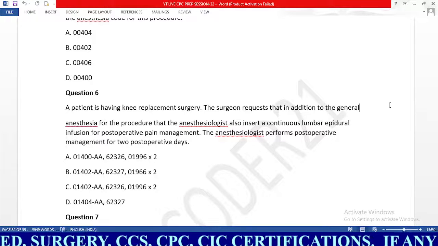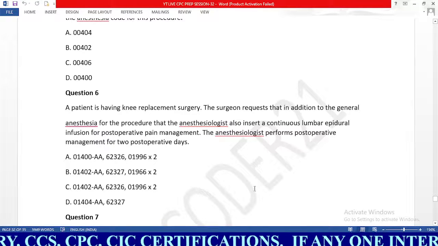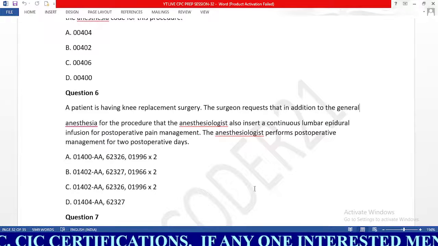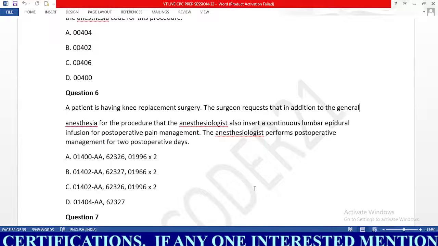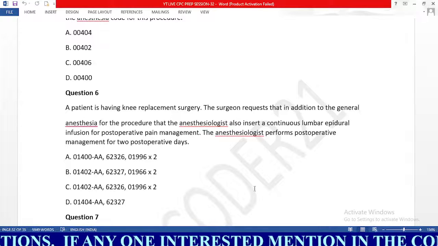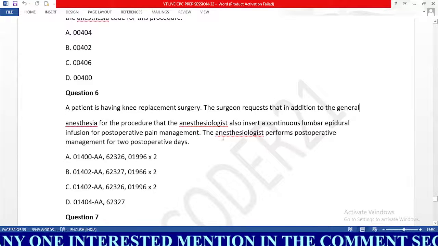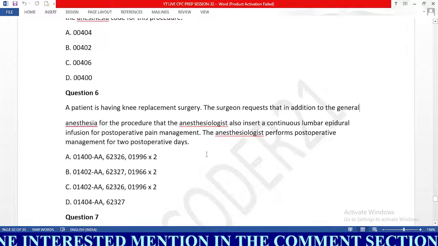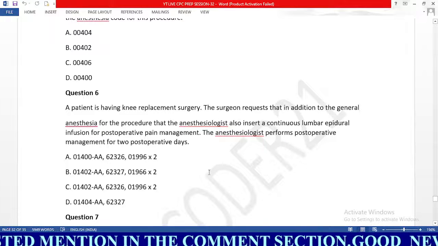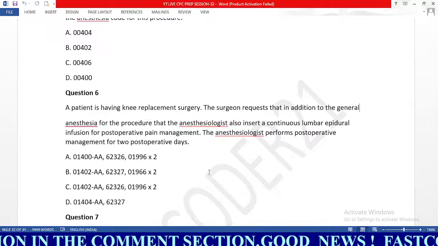Okay, we will discuss question number 6. Here our answer is C. Basically the patient is having knee replacement surgery. The surgeon requests that in addition to the general anesthesia for the procedure, the anesthesiologist also insert a continuous lumbar epidural infusion for post-operative pain management. The anesthesiologist performs post-operative management for 2 post-operative days. I think, Srinath, the correct answer is C.